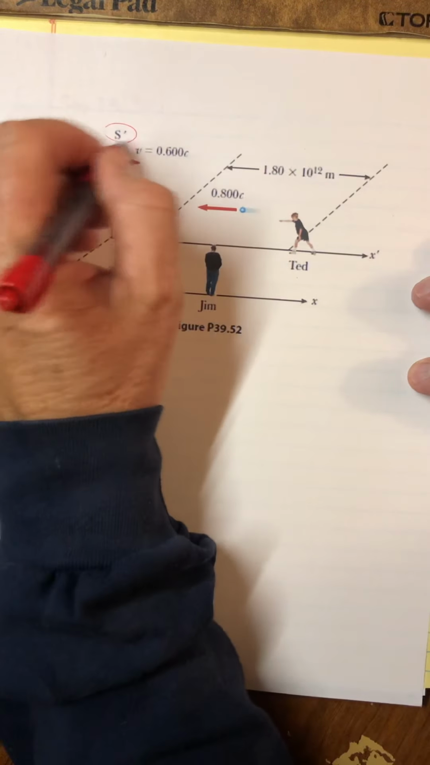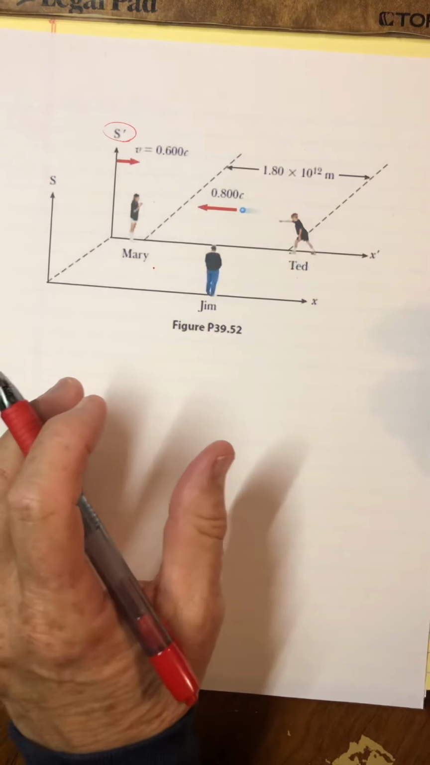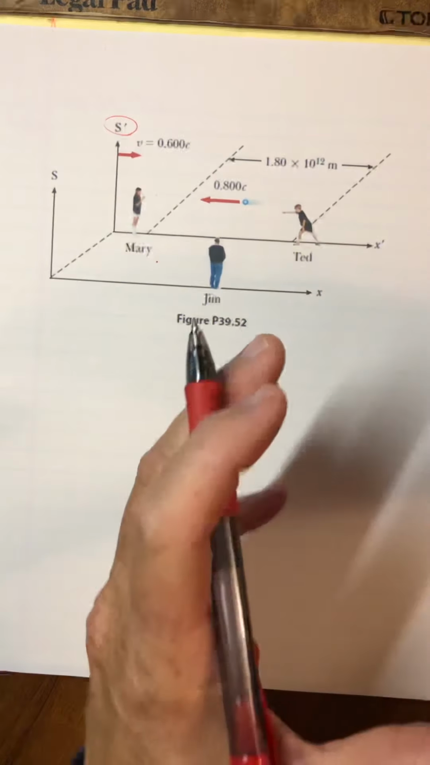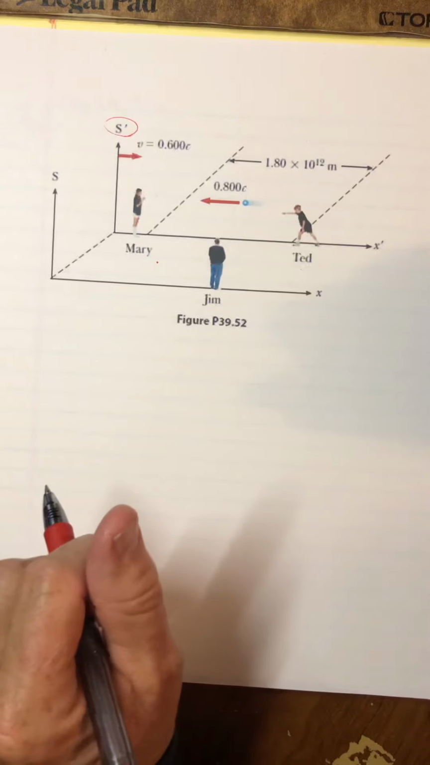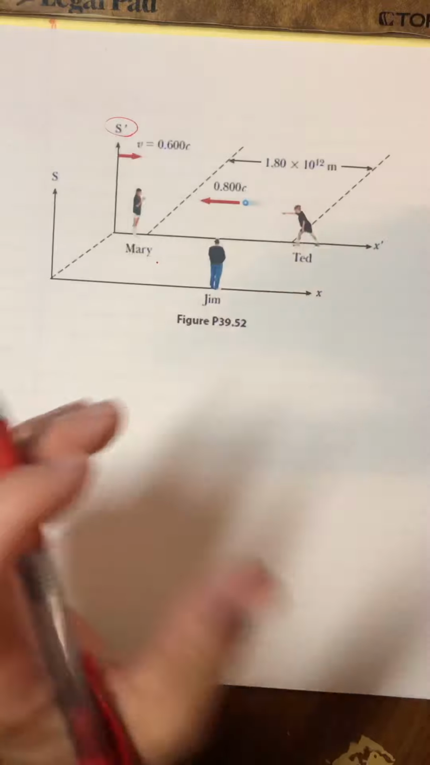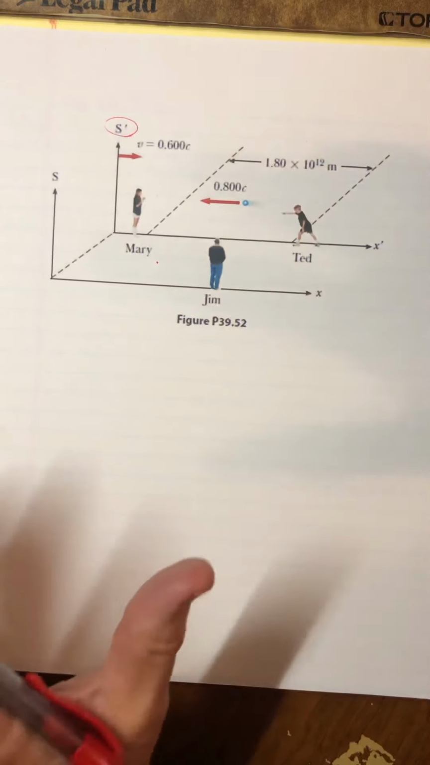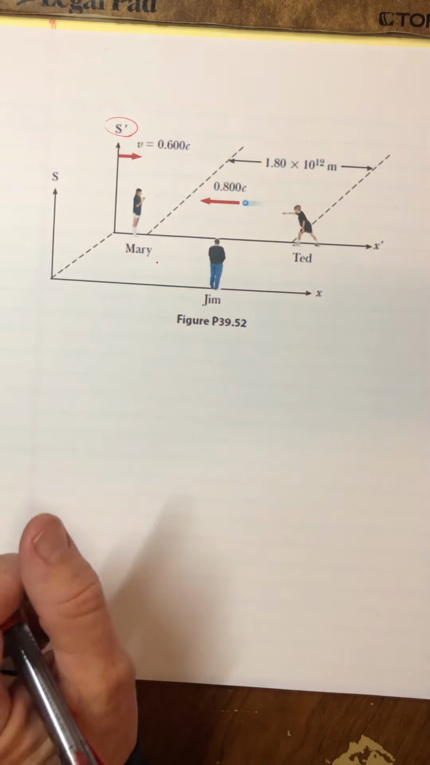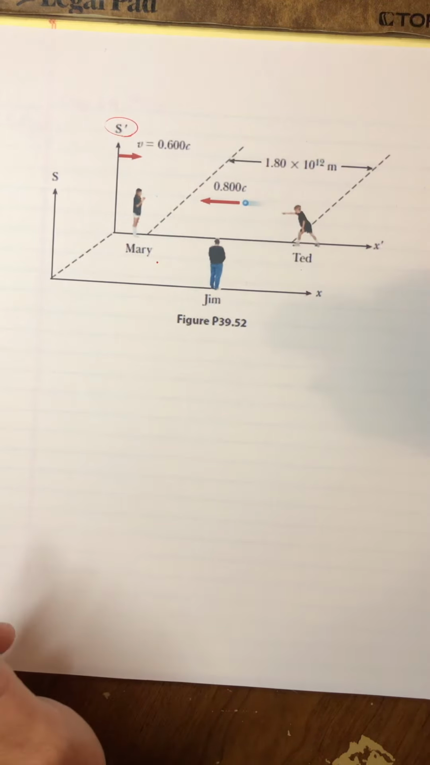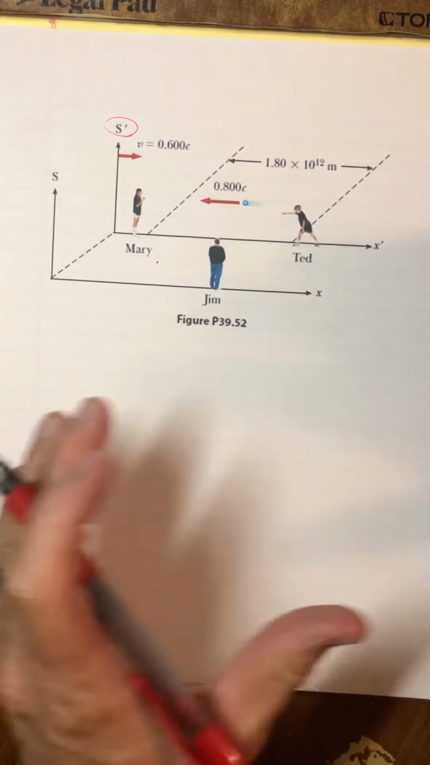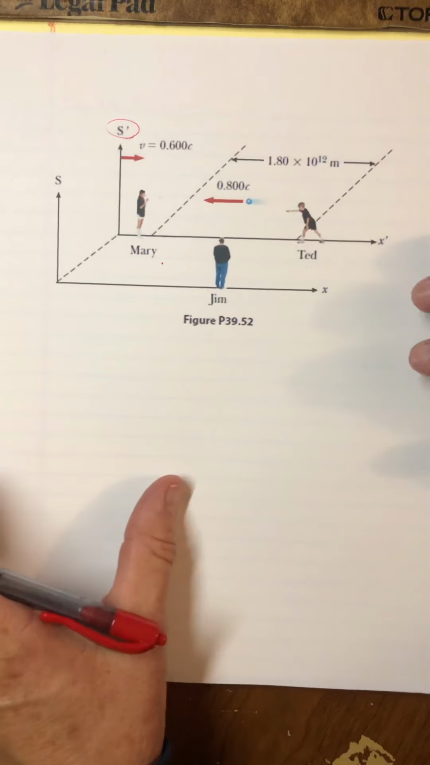Now, let me say again, as I was trying to emphasize in that other one, they're going to make it a little easier on us, although this still is a magenta problem, because they're going to tell us which one to call the S prime system. All right, so Ted and Mary are the S prime system. Okay, fair enough. And it is moving at a speed of 0.6c with respect to frame S, where Jim is at rest watching the action.